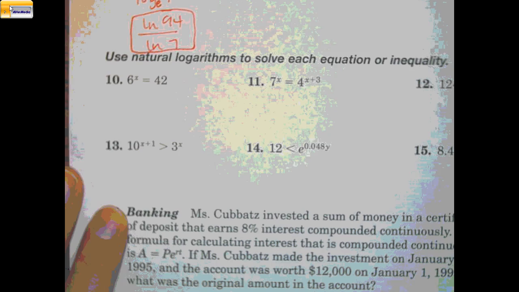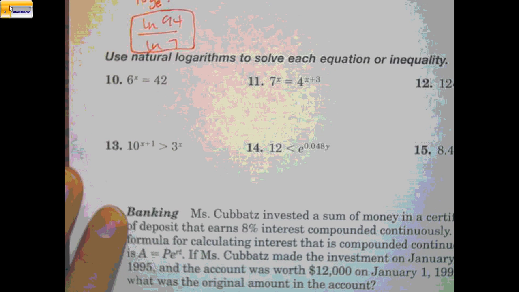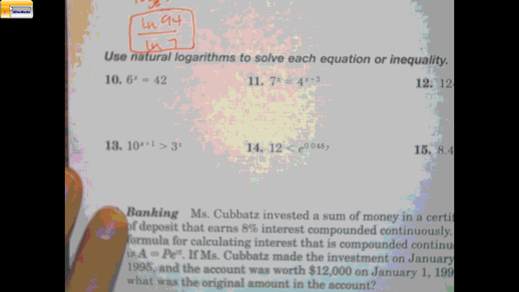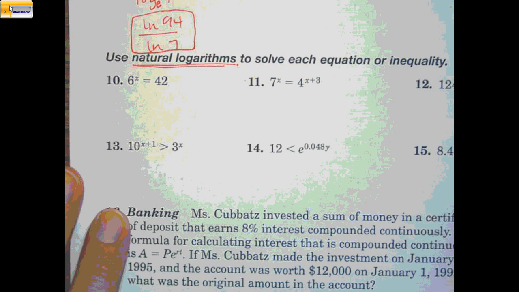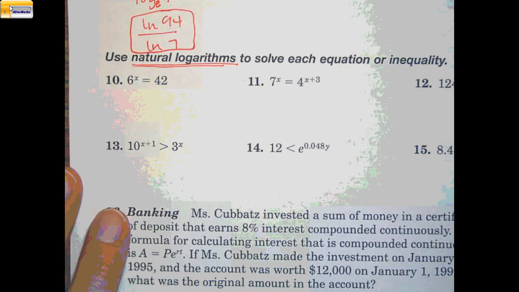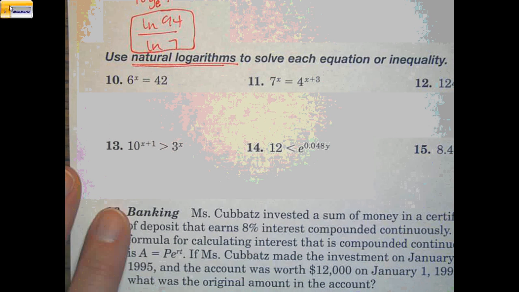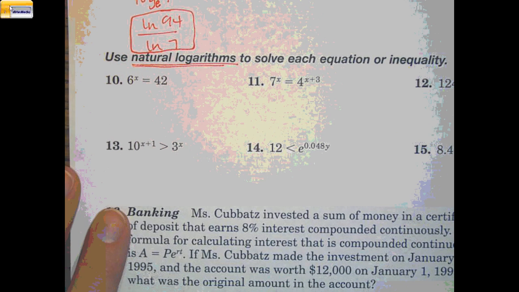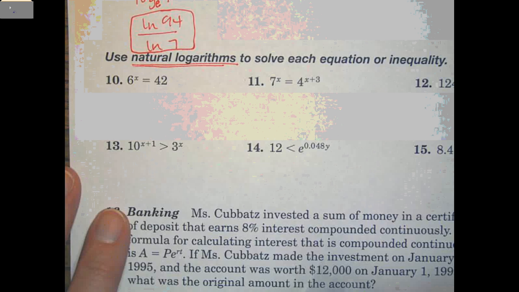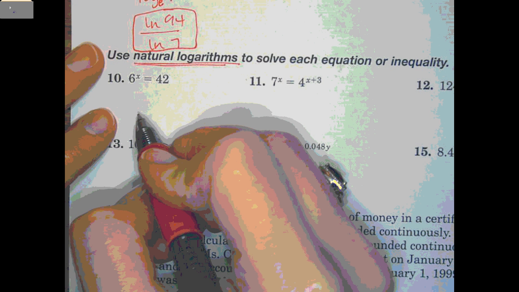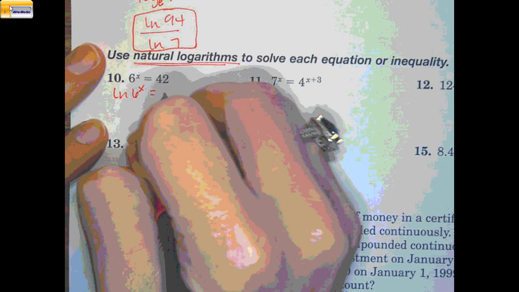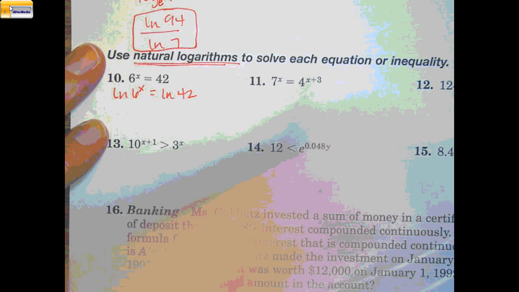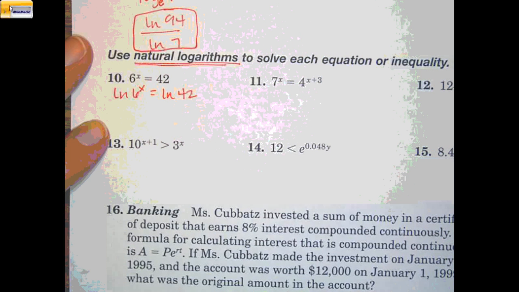Number 10. That's blurry. That's driving me crazy. Now in the directions, it says to use natural logs to solve the equation or inequality, so that's really what we need to do. Your steps are part of your answer today. I realized we could use regular logs, but we're going to use natural ones because they said to. There is a rule that says, as you know, whatever you do to one side, you have to do to the other. So I could say natural log of 6 to the x equals natural log of 42, because whatever I did to one side, I did to the other.